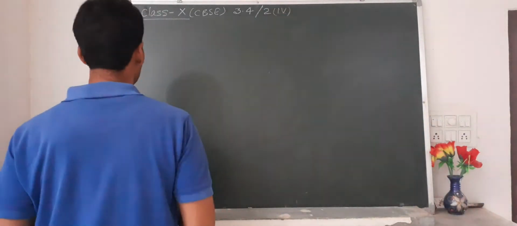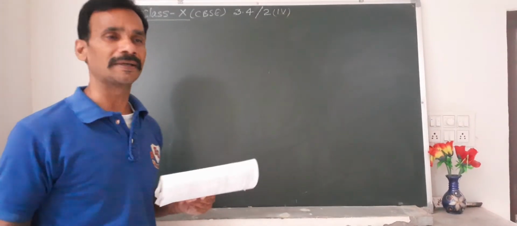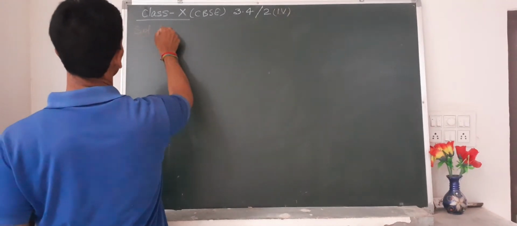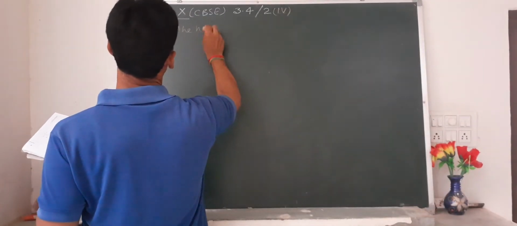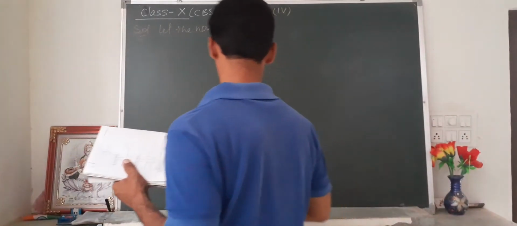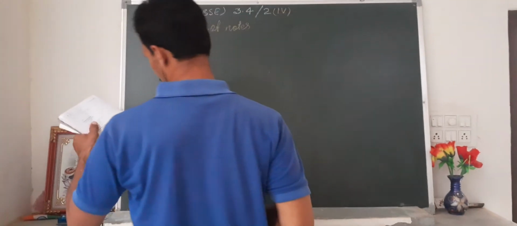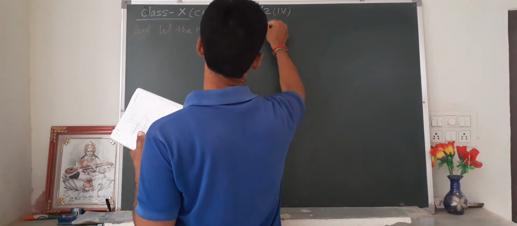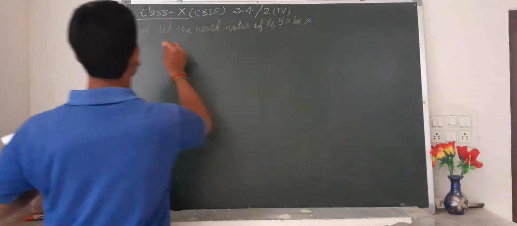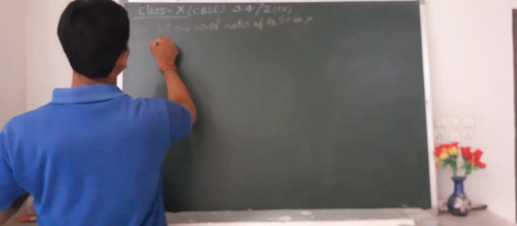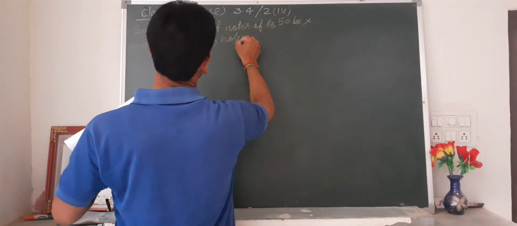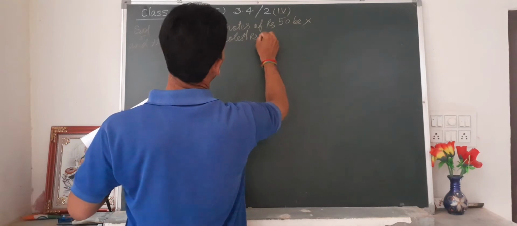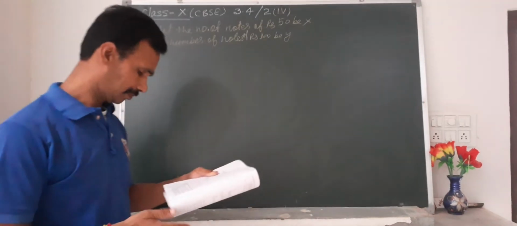First, I don't know the number of notes of 50 rupees and 100 rupees. So let the number of notes of rupees 50 be x, and the number of notes of rupees 100 be y. Then the total amount is 2000.